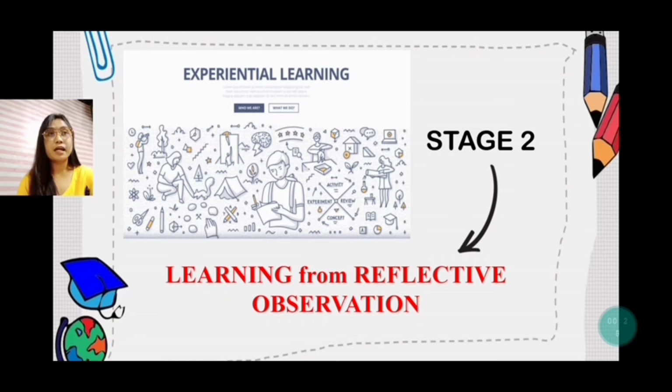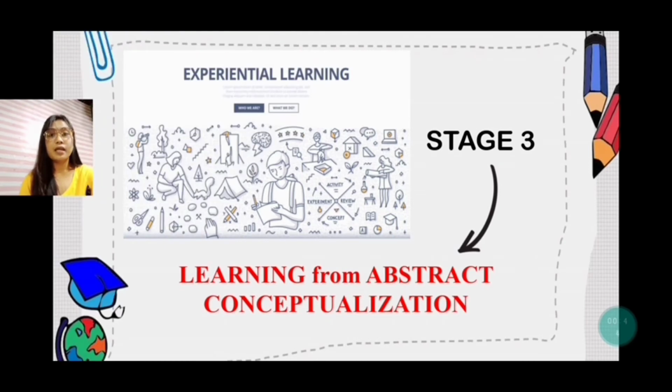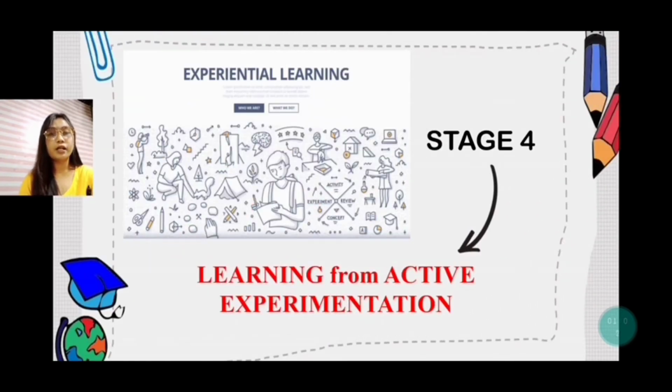The learner reflects on their experience personally. They use the lens of their experience and understanding to reflect on what this experience means. And the third stage is learning from abstract conceptualization. Abstract conceptualization happens as the learner forms new ideas or adjusts their thinking based on the experience and their reflection about it. And the last stage is learning from active experimentation.